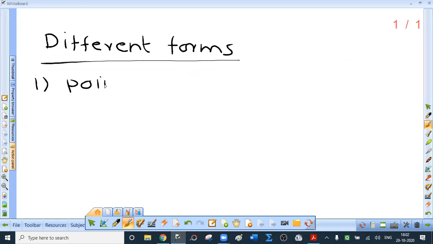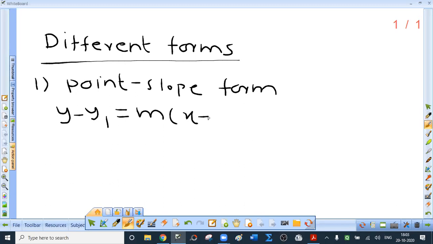Number one, point slope form. Equation of a line with slope m and passing through x1 y1 is y minus y1 equal to m into x minus x1.